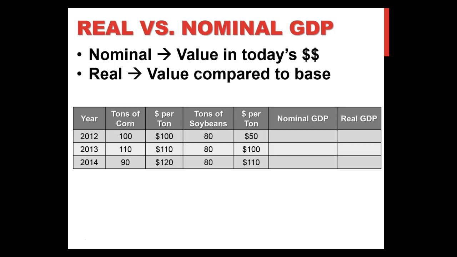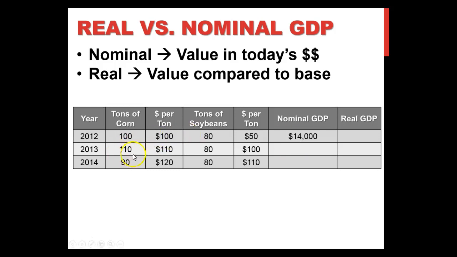If we're going to calculate nominal GDP, we would want to know how much it would cost in 2012 to buy 2012's production. So I would take this 100 tons of corn and multiply it by the price of corn, so 100 times 100, and add to that how much the soybeans cost. So 80 tons of soybeans times $50 a ton, and we add those two together and we get a nominal GDP of $14,000. If we want to know nominal GDP for 2013, we do the same procedure.